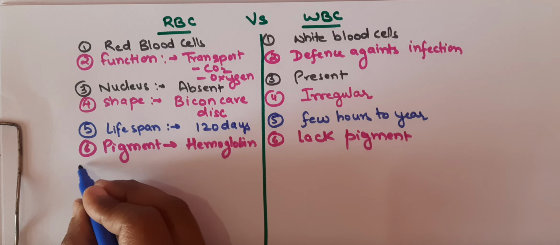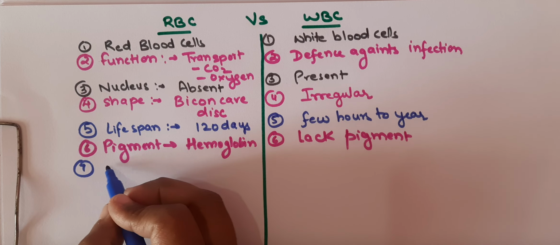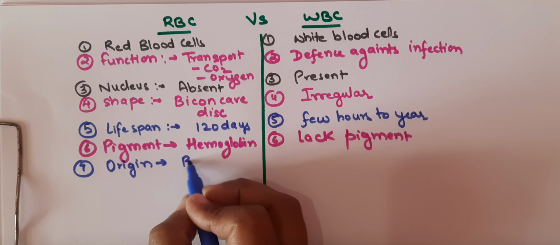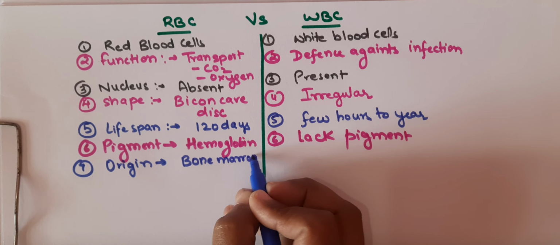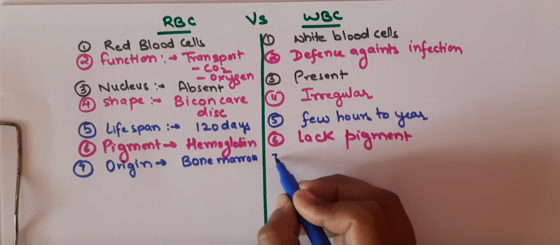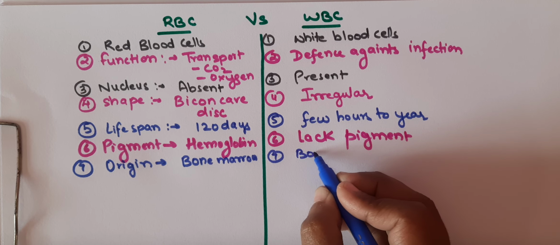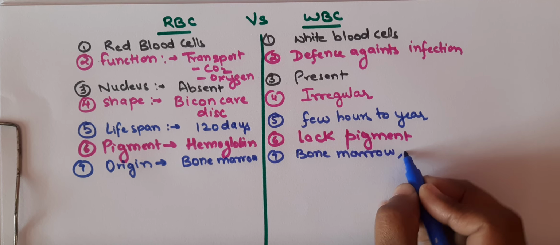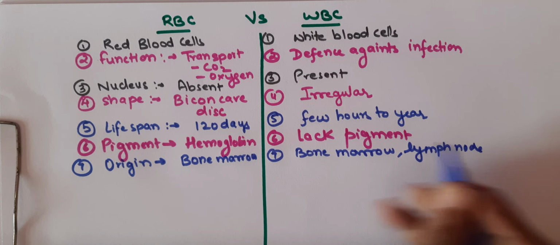Now, the seventh difference between the red blood cell and the white blood cell is in terms of origin. The red blood cell will originate from the bone marrow cells, and the white blood cell will originate from bone marrow or from the lymph nodes. So they will originate there.